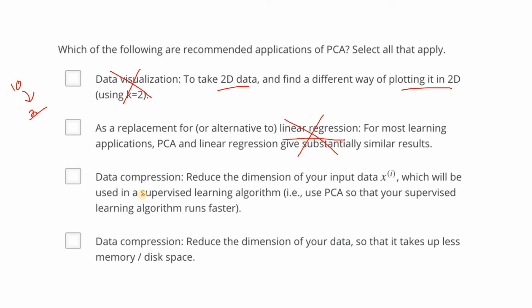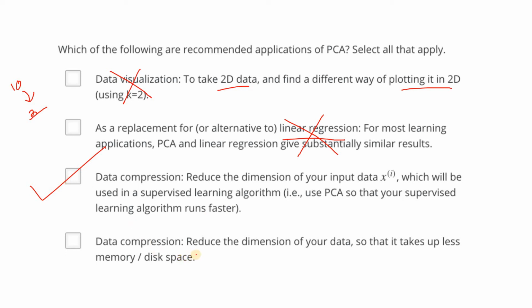Now, data compression. Yes, I have shown you that we can apply PCA and then we can use those reduced features for our supervised or unsupervised machine learning algorithm. And obviously it will be faster because that particular machine learning algorithm, whatever you are using, unsupervised or supervised, has to handle a lesser number of features. So obviously this answer is correct.